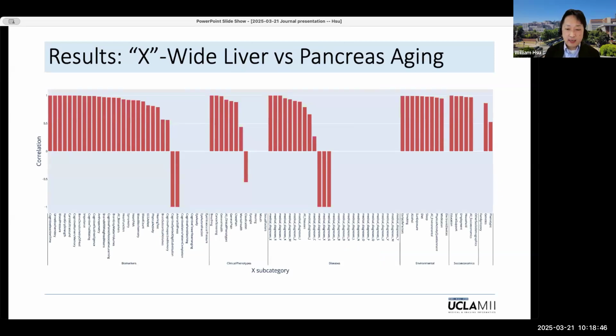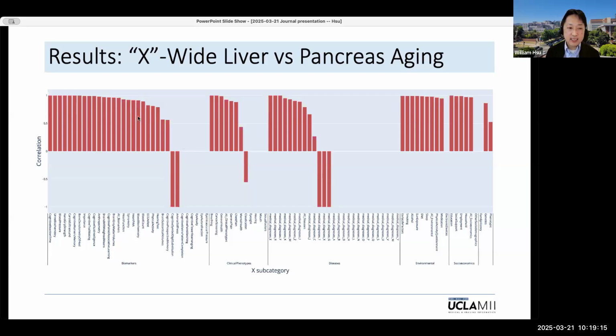In this graph, and I know it's probably very small to read, they're looking at all the different categories in their X-wide analysis. These are, for example, the biomarkers, the clinical phenotypes, diseases, environment, etc. And here, they're looking at the correlation between the liver versus the pancreas age predictions. What they're trying to say is that while there is a lot of synergy between those predictions, there are some biomarkers that are actually completely negatively correlated.